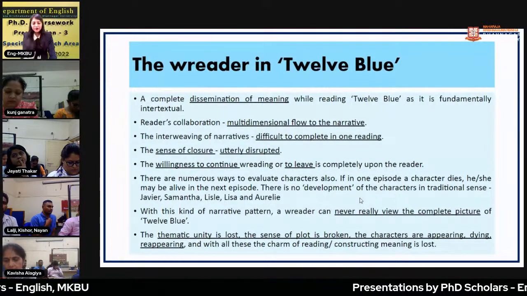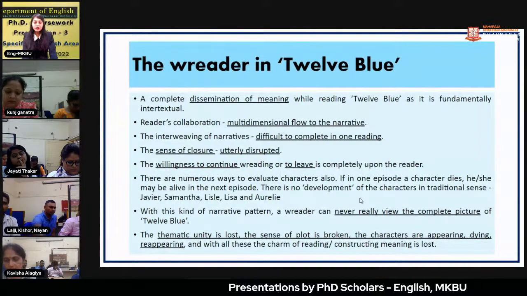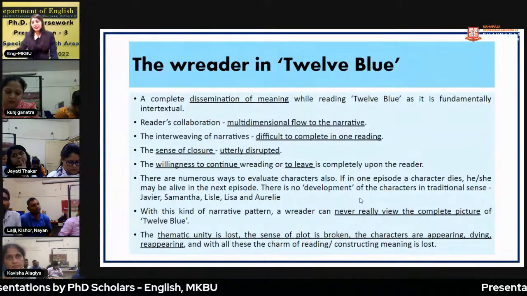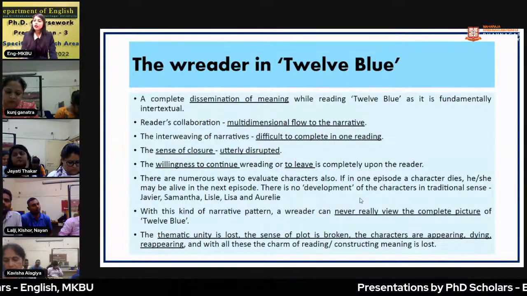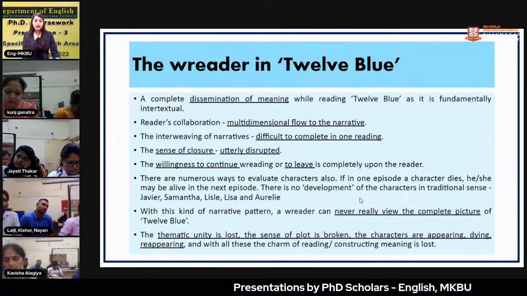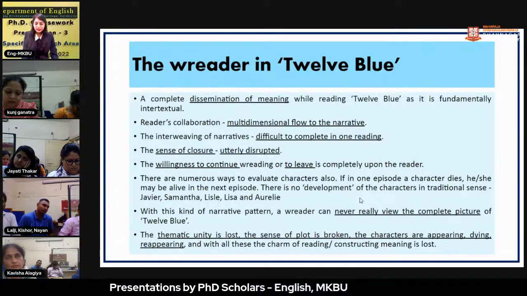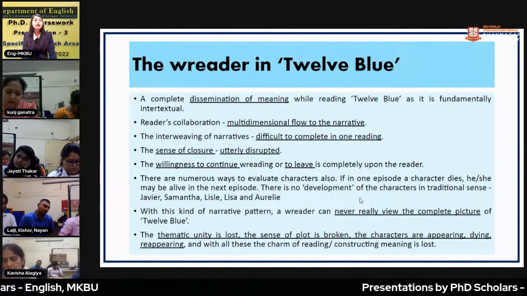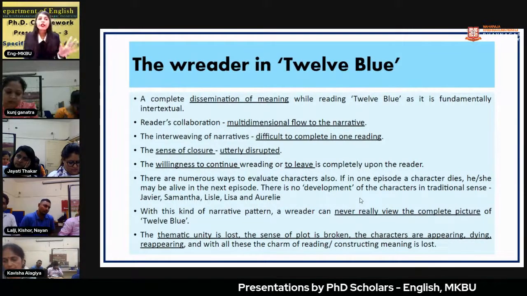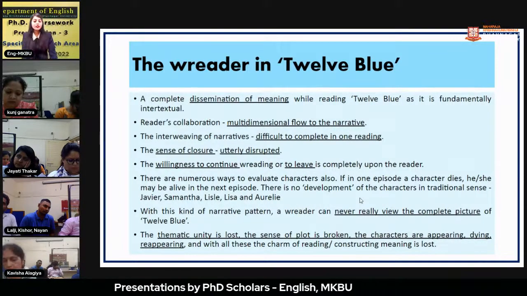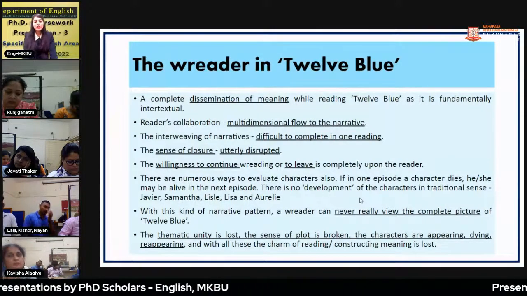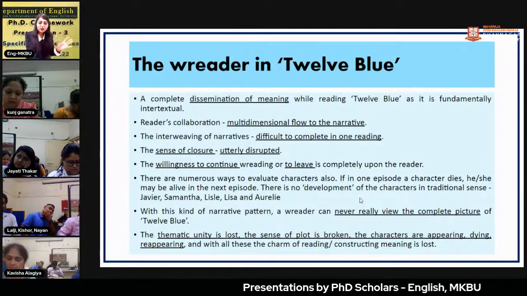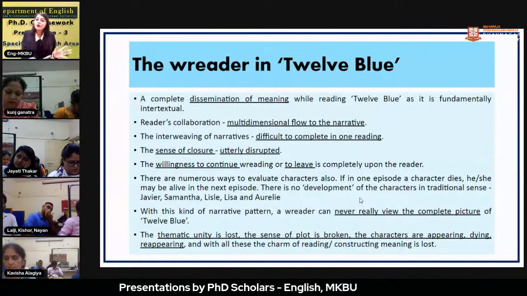When I was reading, I found that there is one character who is dying in one episode, then he is emerging in the next episode altogether without any point or connection. So when I was experiencing the characters, I found that there are Javier, Samantha, Lyle, Lisa, and Oril. This kind of characters I found till now after reading this particular hypertext 5 times. With this kind of narrative pattern, a reader can never really view the complete picture of 12 Blue. He is always in a dilemma whether this thing is actually happening or not, whether this thing is a dream of someone or not.